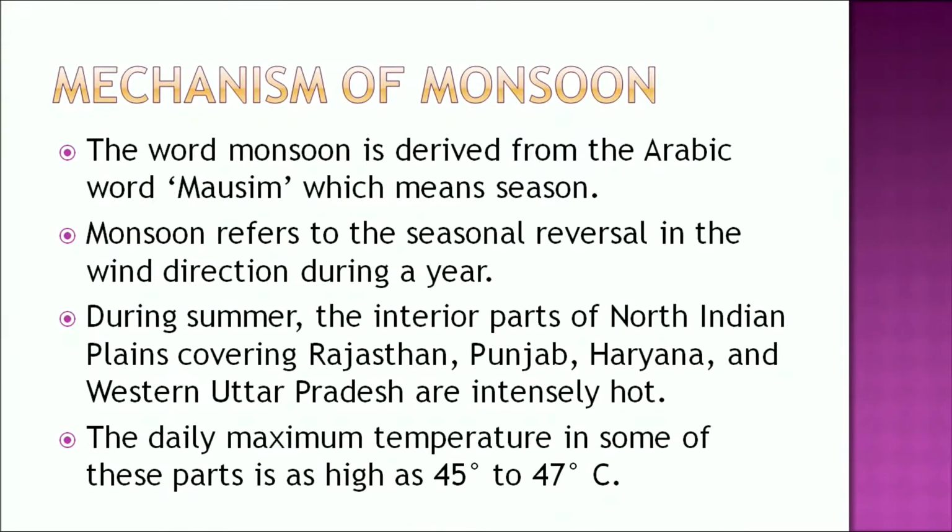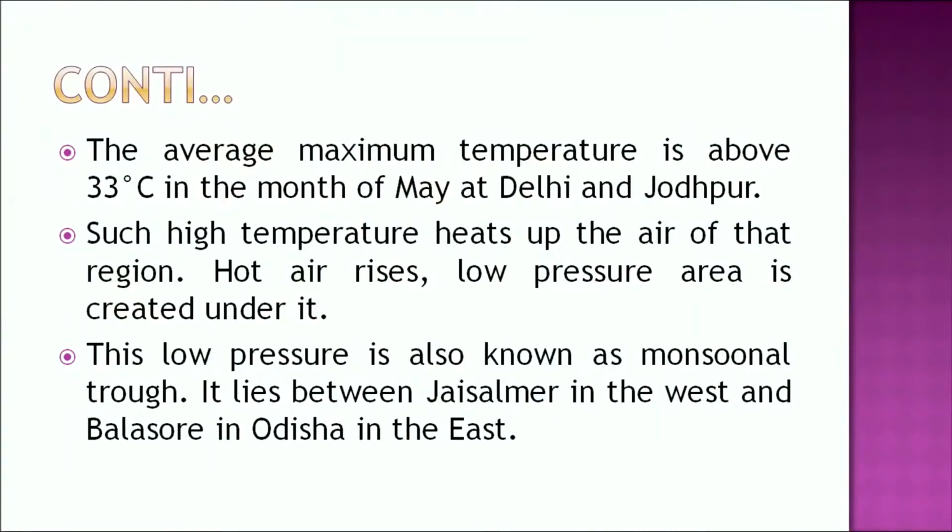During summer, the interior part of North Indian plains covering Rajasthan, Punjab, Haryana and western Uttar Pradesh are intensively hot. The daily maximum temperature in some of these parts is as high as 45 degrees centigrade to 47 degrees centigrade. The average maximum temperature is above 33 degrees centigrade in the month of May at Delhi and Jodhpur. Such high temperature heats up the air of that region.